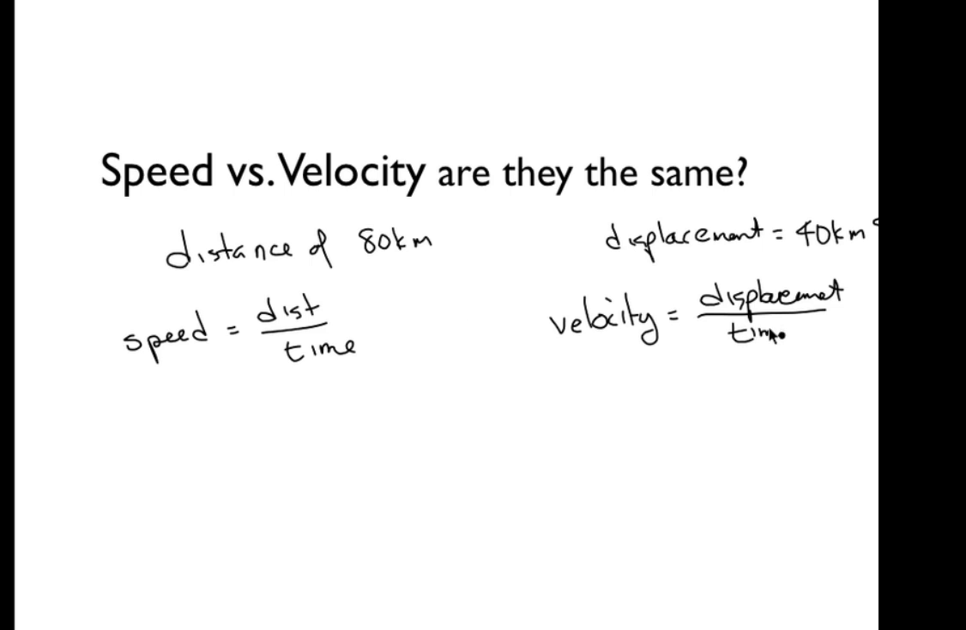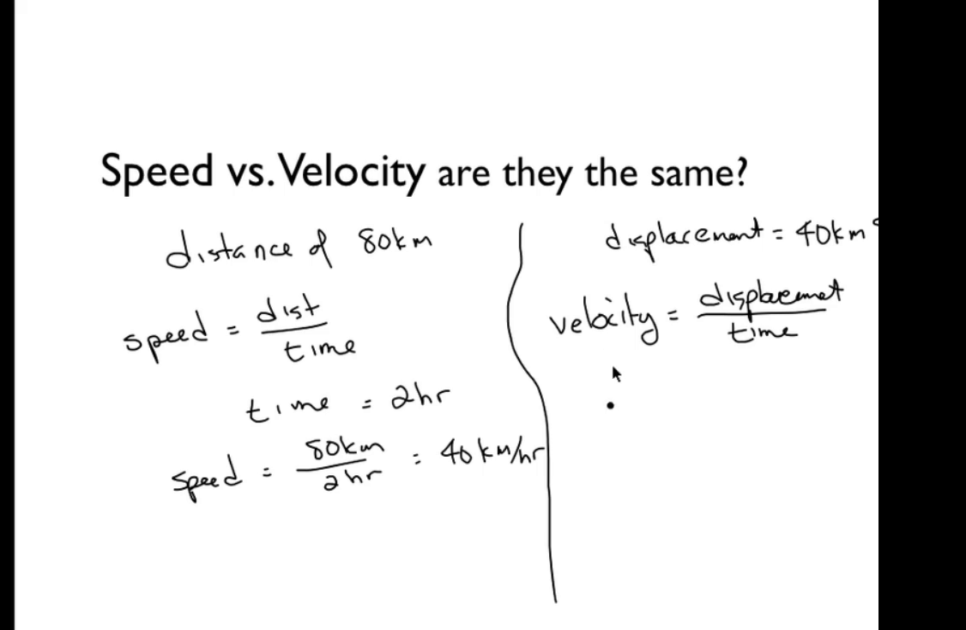But let's say it took 2 hours, so time is equal to 2 hours. Then the speed here is equal to distance of 80 kilometers over 2 hours, giving us 40 kilometers per hour. That was our average speed. But the velocity is equal to the displacement, which is 40 kilometers over the same amount of time of 2 hours. So our average velocity was 20 kilometers per hour in the southerly direction.